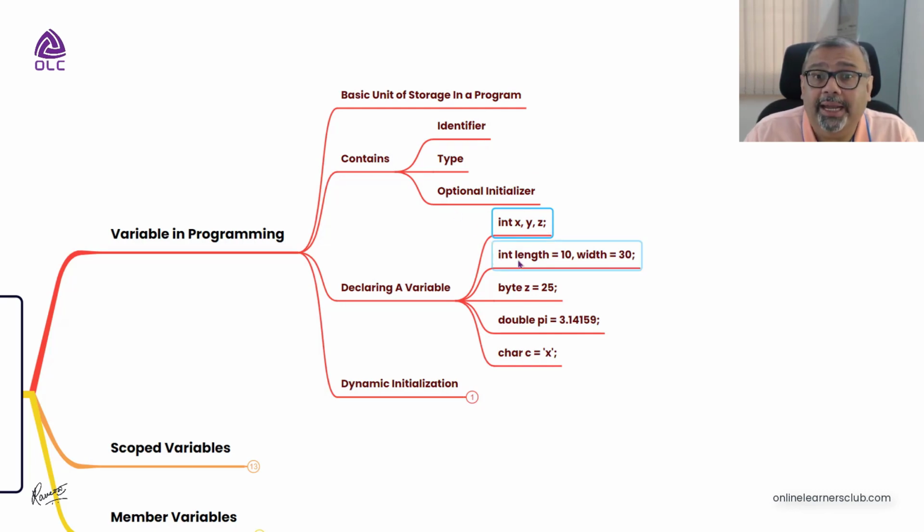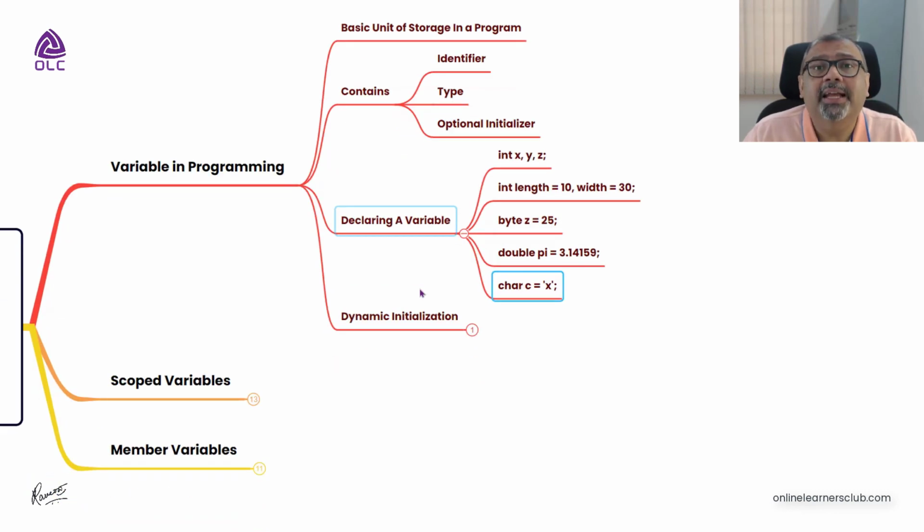Optionally, I can also have an initializer. For example, look at the second statement here: int length is equal to 10, width is equal to 13. So it's of type int, the identifier is length, and the optional initialization value we have given in the program is 10. Similarly, we can create a byte variable named z with the value 25. Similarly, double or char.